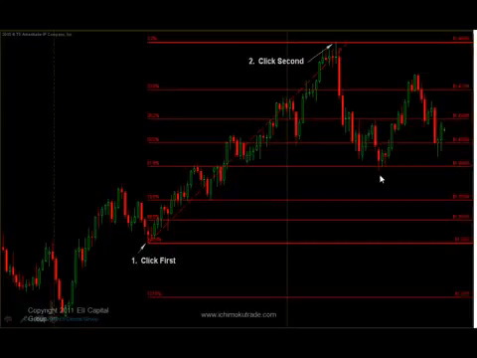So which one has low risk? 61.8. That has a lower risk compared to you betting on it bouncing off the 50%, as long as it goes back up. Well, this is trading. It's a probability game, right? You're playing the probabilities.